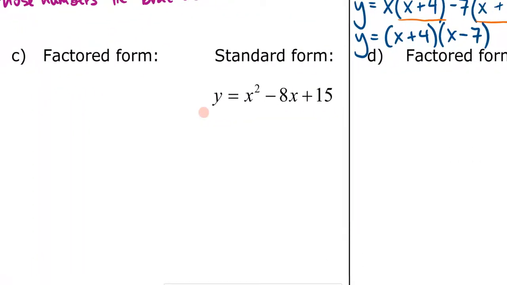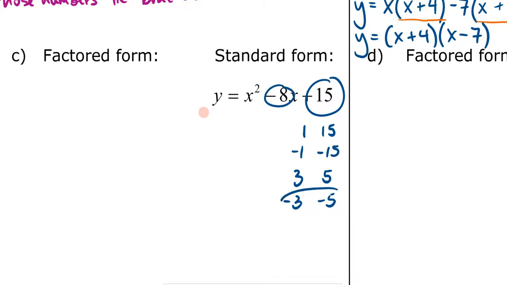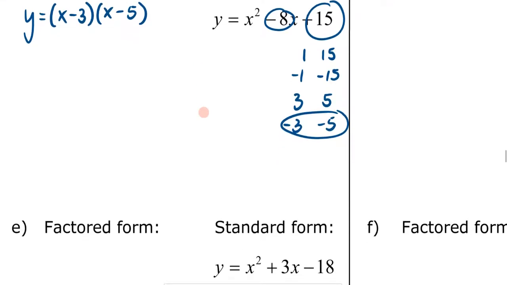Factored form. Start from the standard form. What are all the factors of 15? Well, you have 1 and 15, negative 1 and negative 15, 3 and 5, and negative 3 and negative 5. Which pair of numbers add up to give me negative 8? Well, it turns out negative 3 and negative 5 are those pairs of numbers. So you write out the factored form y equals x minus 3 times x minus 5. Okay, let's try another pair.